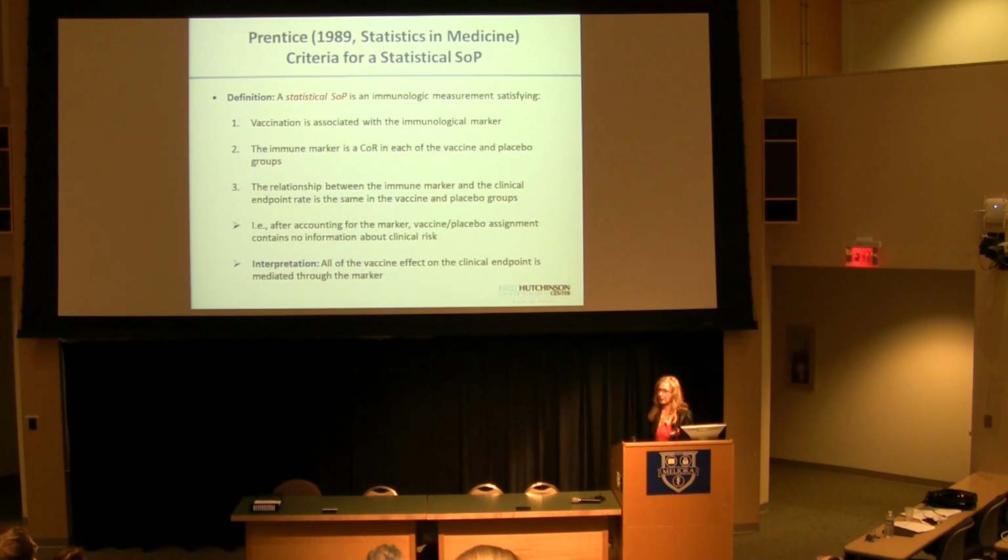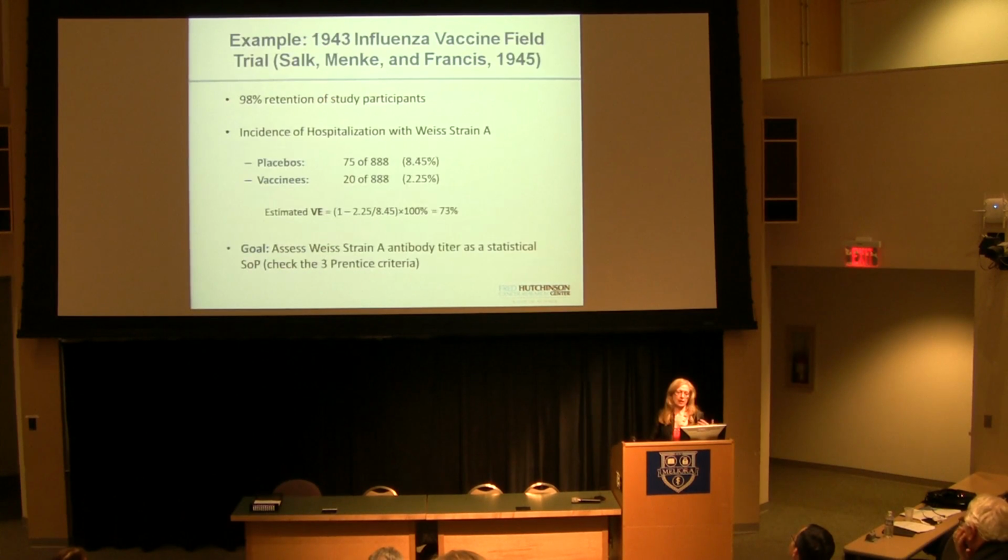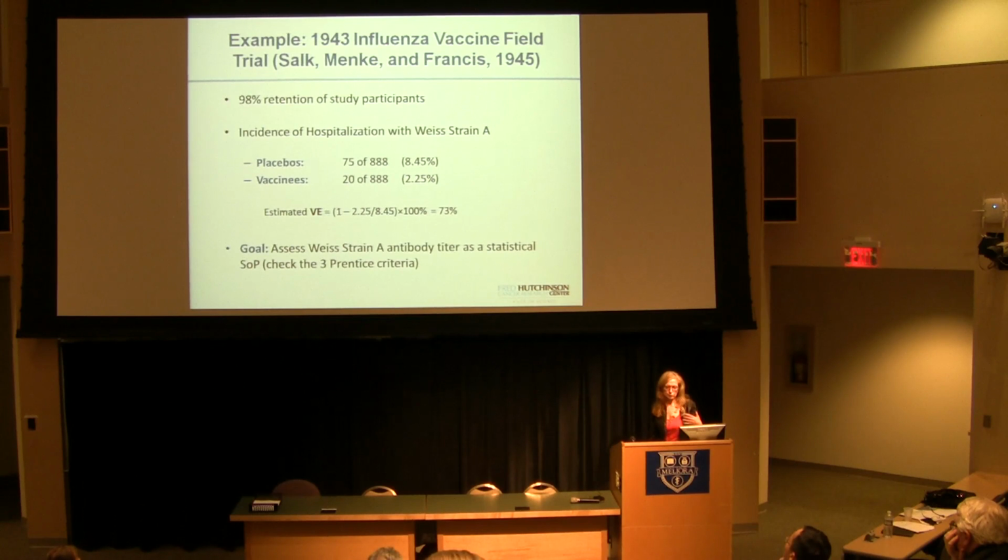So if you imagine that if I measured your antibody titer to something, I wouldn't have to know whether you're vaccinated or not. I would know how efficacious it is, what the correlation is between that vaccine and that. That's a tough one. So the interpretation of this final one is that all the vaccine effect on the clinical endpoint is mediated through the marker. Now that's a tough one. We'll see how tough it is actually for things besides flu.